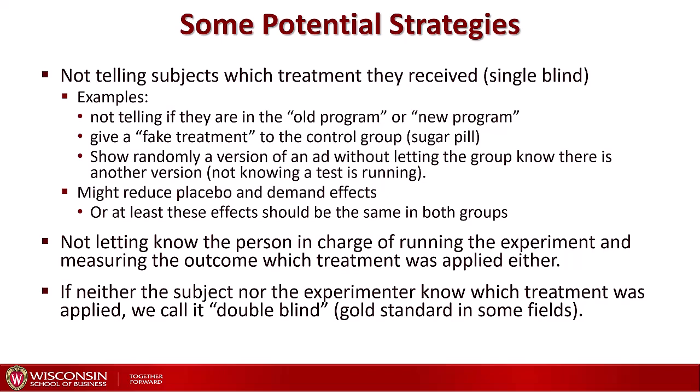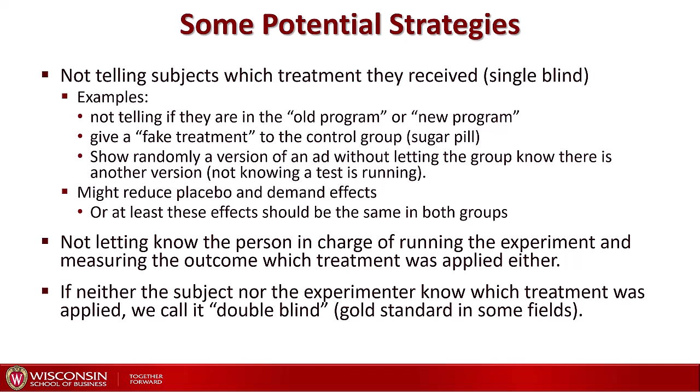You might want to show randomly a version of an ad without letting the group know there is another version. They might not even know that a test is running. This is a very popular strategy in the tech industry. These strategies might reduce the placebo and demand effects, or at least these effects should be roughly the same in both groups.